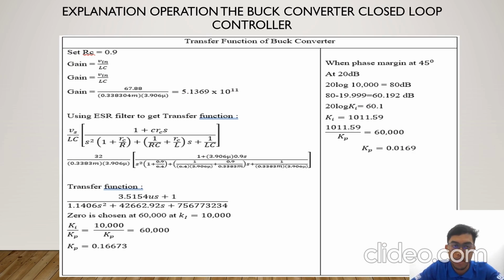In this part, I need to find the transfer function. In order to get the transfer function, I assume RC is equal to 0.9, and we get the value of gain, Vin over LC, which is 5.1369. After that, we find the transfer function by using the ESR filter, as you can see in the slide, in this formula. Then we insert all the values from the previous calculation, and we get the transfer function of 3.5154 milli and so on, as you can see here. Then I need to find the two values of Kp, 0.16673 and 0.0169.